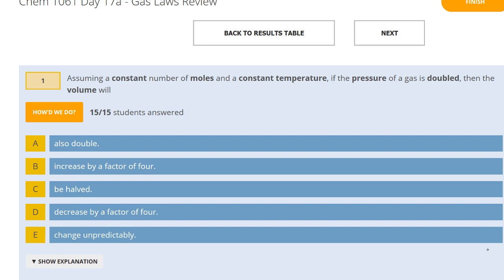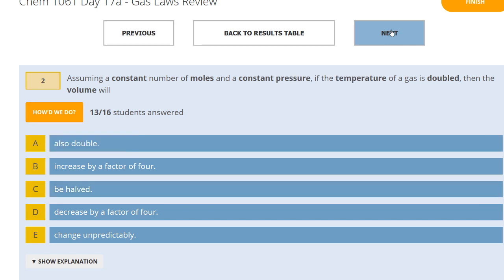So let's look at the first one here. It says, assuming a constant number of moles and a constant temperature, if the pressure of a gas is doubled, then the volume will be halved. Okay, because the relationship between pressure and volume is inverse. It is an inverse relationship. As one increases, the other will decrease.